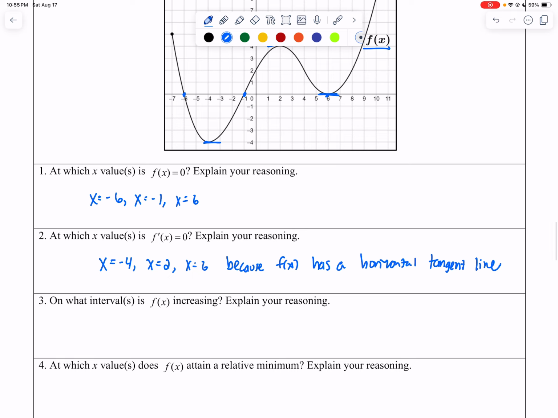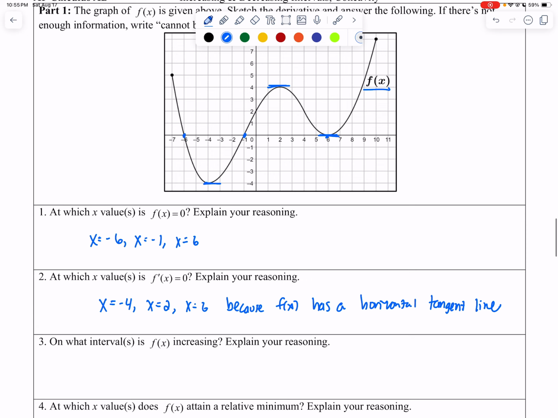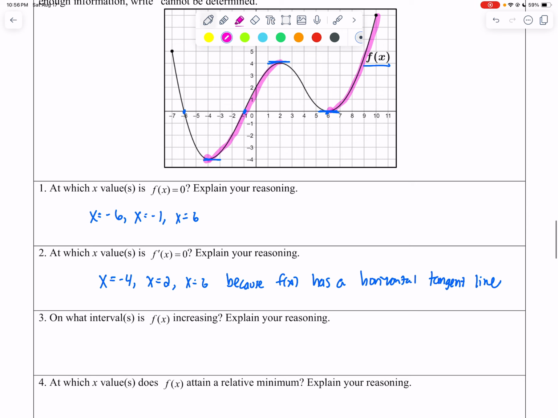Number 3 says on what intervals is f of x increasing? So here, remember, since we're given f of x already, just see where it increases. So from -4 to -2, and then from 6 to 10. And then to explain your reasoning, well, of course, as your x value increases, so do the y values.